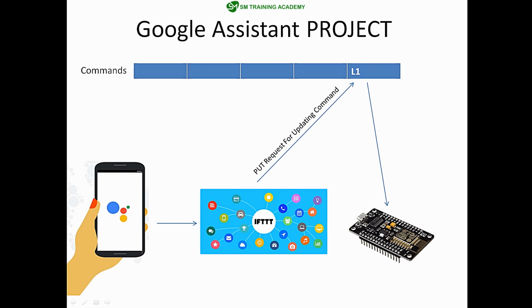And for the second case, for the second request, if I tell the Google Assistant to turn off the light, I will configure this IFTTT for sending a PUT request for updating the command to be L2.